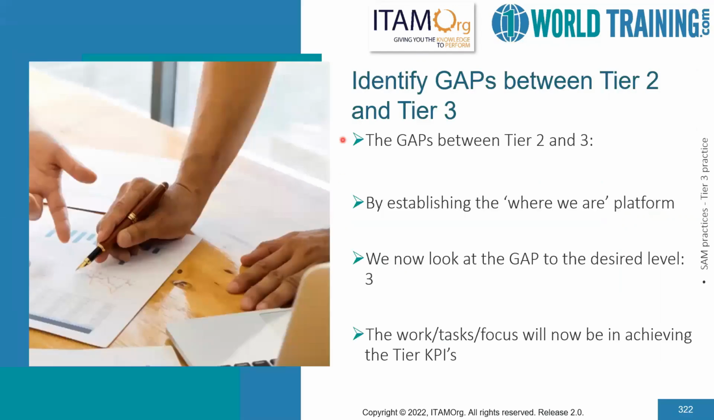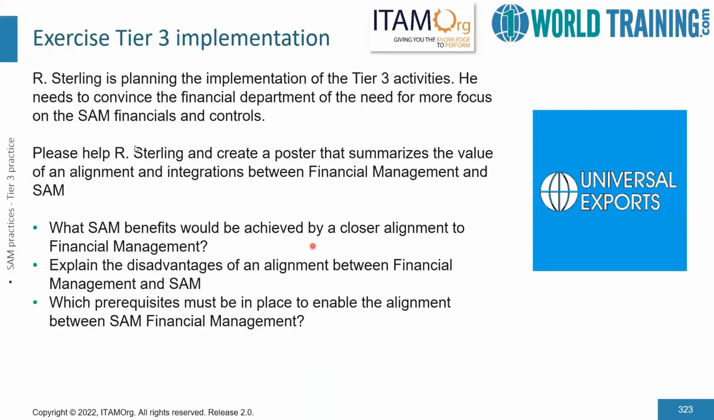So it begins by identifying the gaps between Tier 2 and 3. So we are now at Tier 2, and then we need to move to Tier 3. And therefore, there'll be specific tasks and KPIs to reach Tier 3, or the KPIs of Tier 3. Therefore, Sterling is planning the implementation of Tier 3 activities.